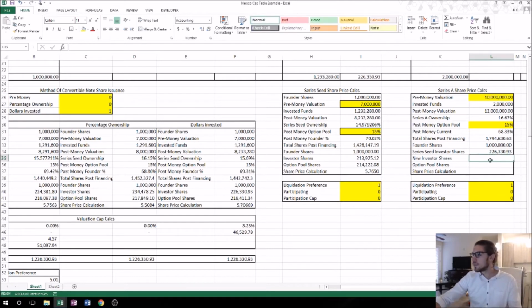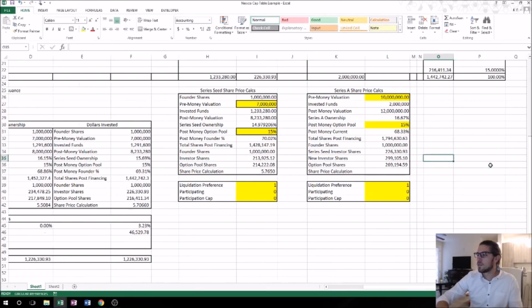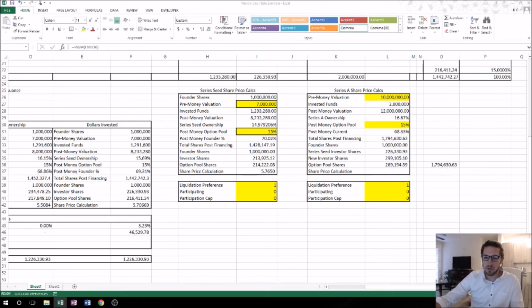So let's do that real quick. 16.67% times total shares post-financing. Then we have option pool shares. Option pool shares are calculated the exact same way: 15% times total shares post-financing. And the reason we did all of this right here is to make sure that we have things that equal here. So we want this number right here to equal this number right here, which it does. So that is correct.